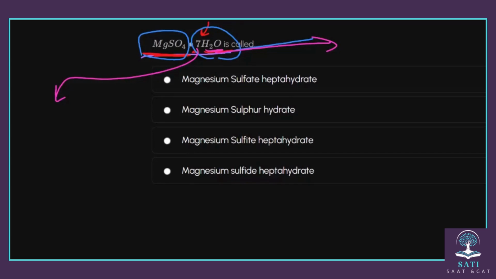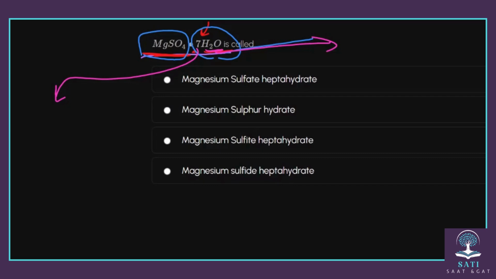And for multiplicative prefixes, if the number is 1, we say mono. If it is 2, we say di, 3 tri, 4 tetra, 5 penta, 6 hexa, 7 hepta, 8 octa, 9 nona, then 10 deca. Good. These prefixes, we mention them when we write this compound.